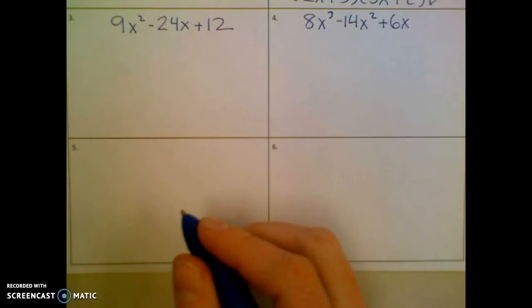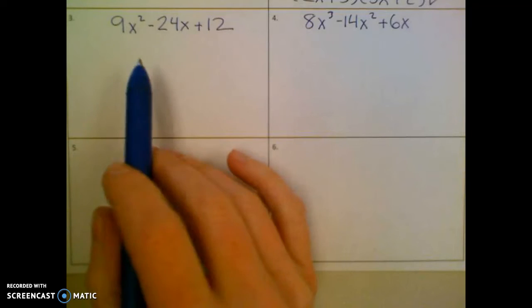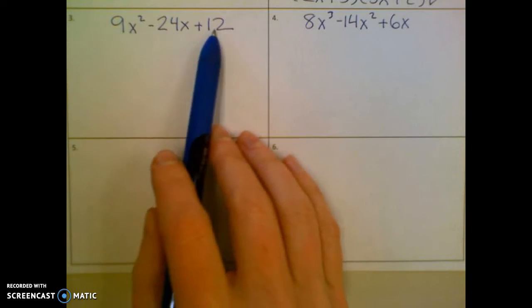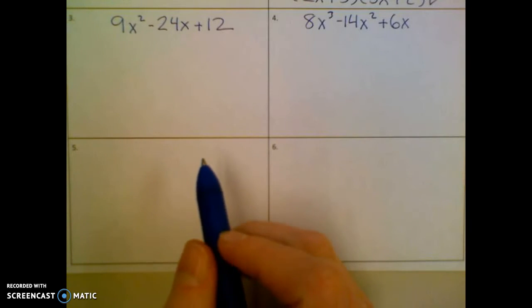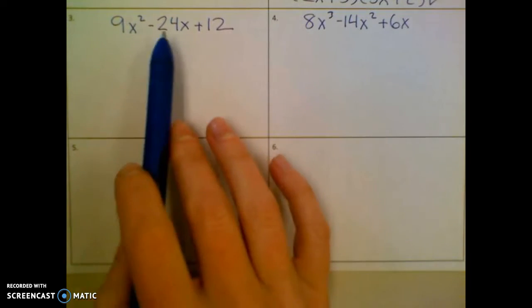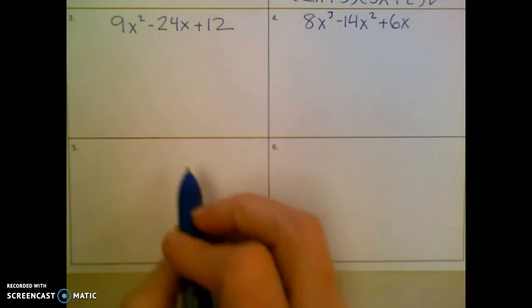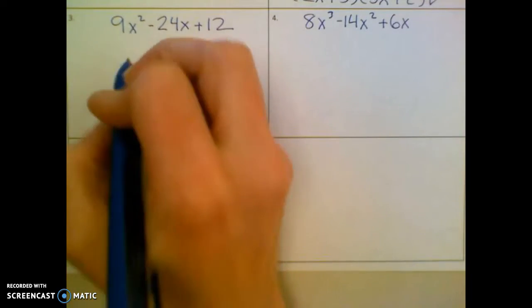All right, moving on to example 3. Step 1 is factor out the GCF. So does anything go into 9, 24, and 12? Well, yes, 3 goes into all of those. This is 3 times 3, 3 times 8, and 3 times 4. So 3 is my greatest common factor. Please do not skip this step.